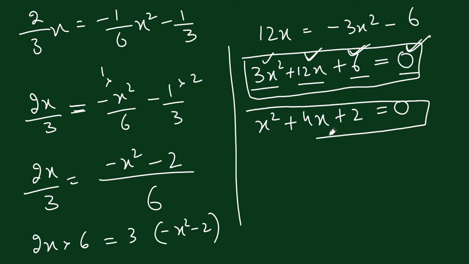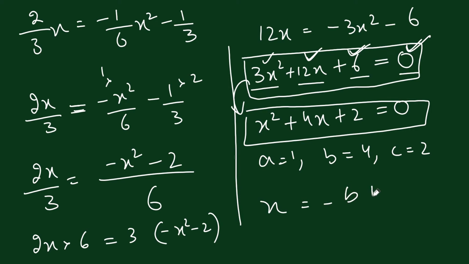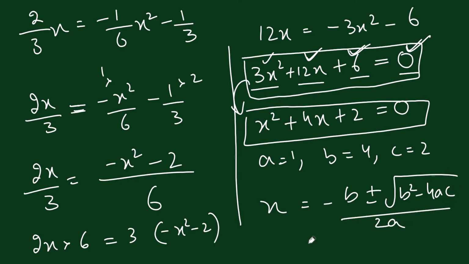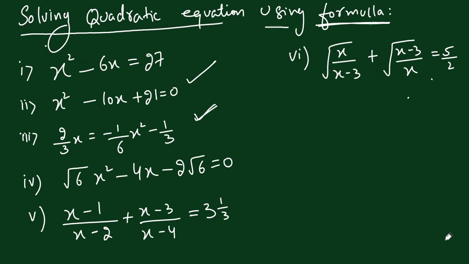Now you can use this one, the simplified equation of this, where a is 1, b is 4 and c is 2. Substitute in the quadratic equation formula, minus b plus or minus root of b square minus 4ac divided by 2a, you will get two values of x. Those are called roots of this given equation.